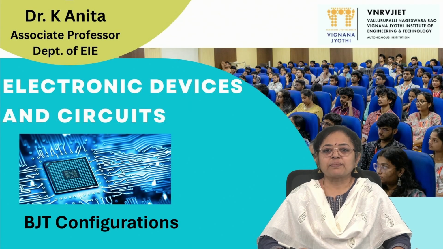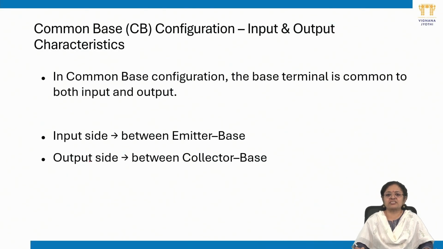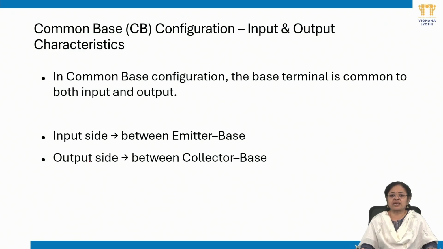Today's topic is BJT configuration, bipolar junction transistor configuration. As we have discussed in the previous video, BJT has three configurations: common base configuration, common emitter configuration, and common collector configuration. So the first one I will be discussing is common base configuration.